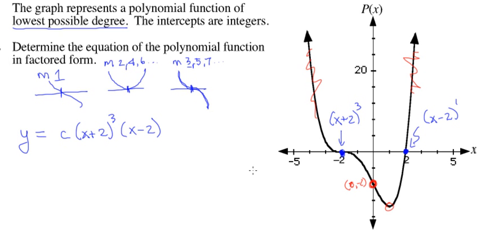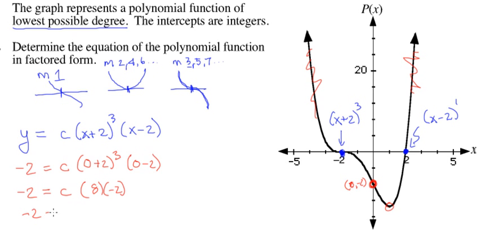Let's see if that does us any good. That means y is negative 2. We have our constant times 0 plus 2 cubed times 0 minus 2. Minus 2 equals c times 2 cubed, which is 8, times negative 2. Minus 2 equals minus 16c. So c is 1/8. And our polynomial complete is y equals 1/8 times (x plus 2) cubed times (x minus 2).